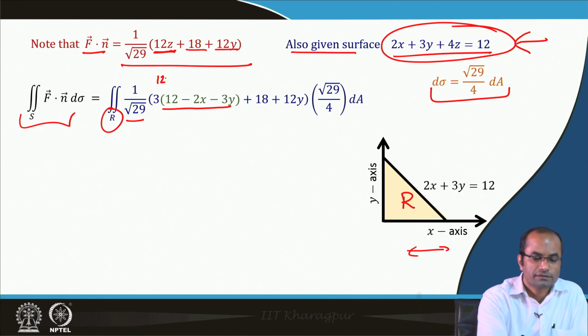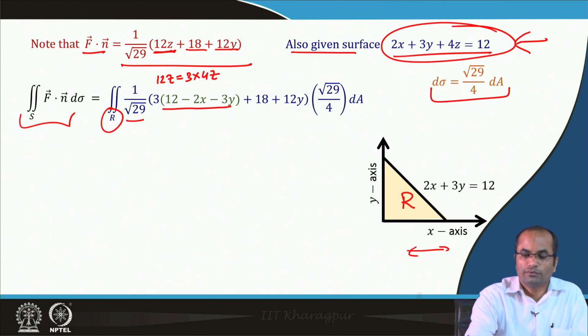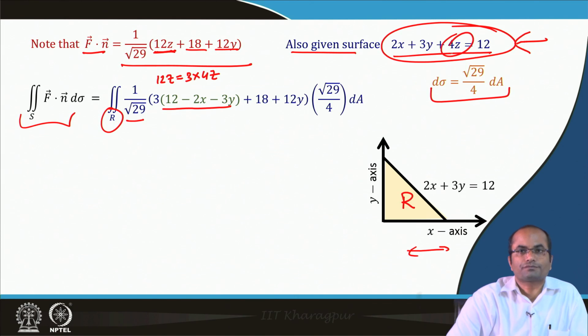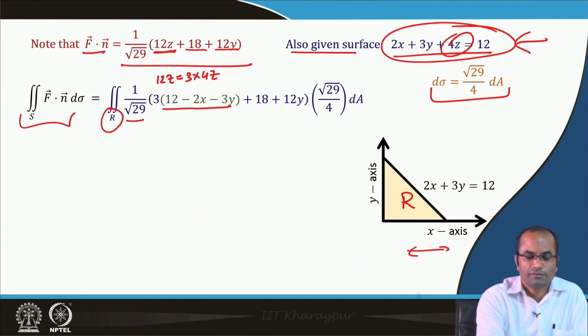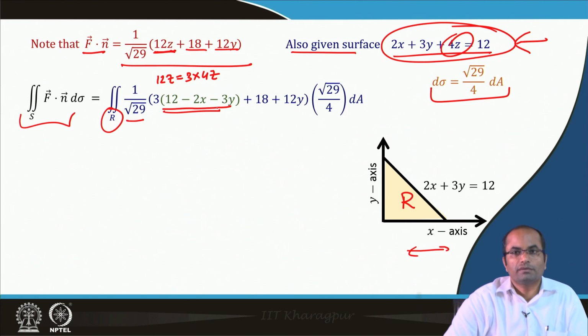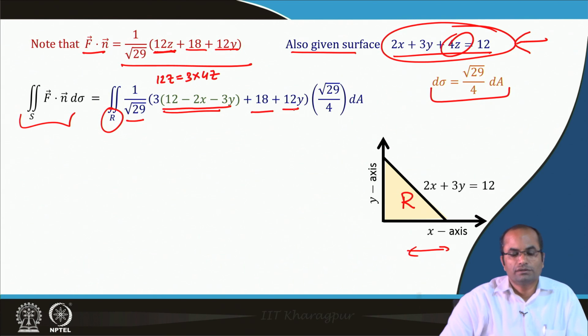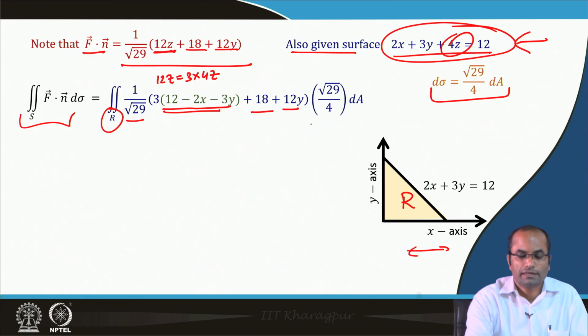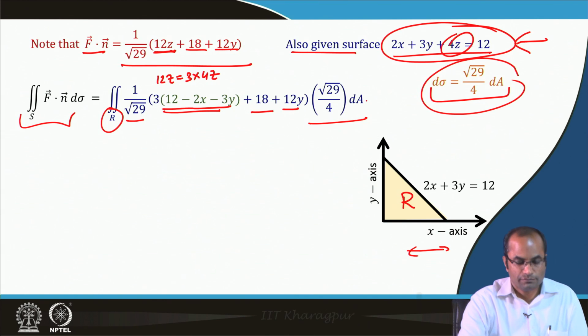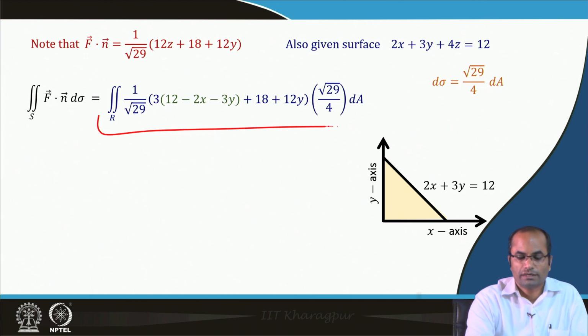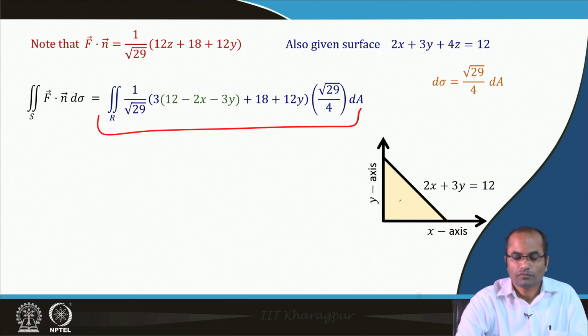So, this 12xz was written as 3 into 4z, and this 4z from the equation of the surface is replaced by 12 minus 2x minus 3y, and then we have 18 and we have this 12y. Then this differential element is replaced by square root 29 by 4 dA. So, we have the simple double integral which has to be evaluated over this given region R.